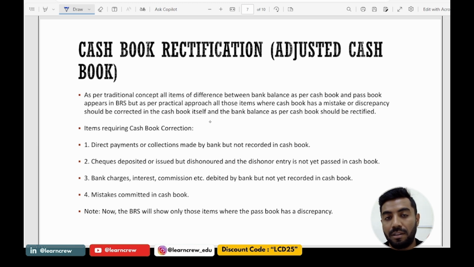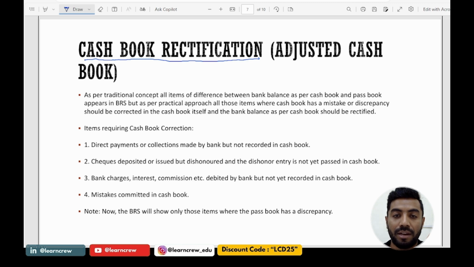So what happens here in adjusted cash book? Adjusted cash book is nothing but you've already prepared the cash book. Okay. Then later you understand that there's been a difference. There have been some errors you have made in the cash book. Okay. That rectification is known as cash book rectification. The rectification which you make after you get to know, after closing the cash book for the month.